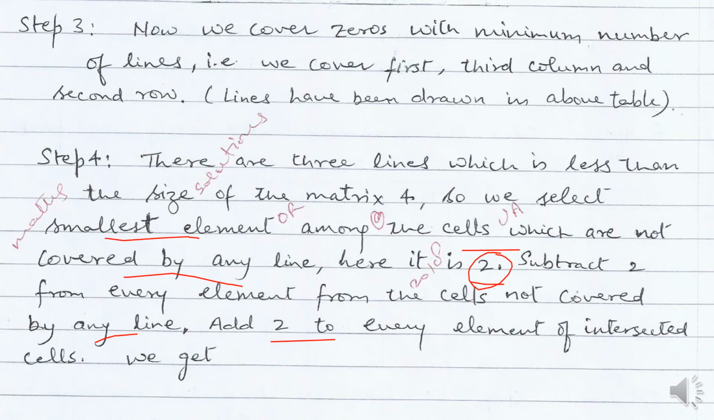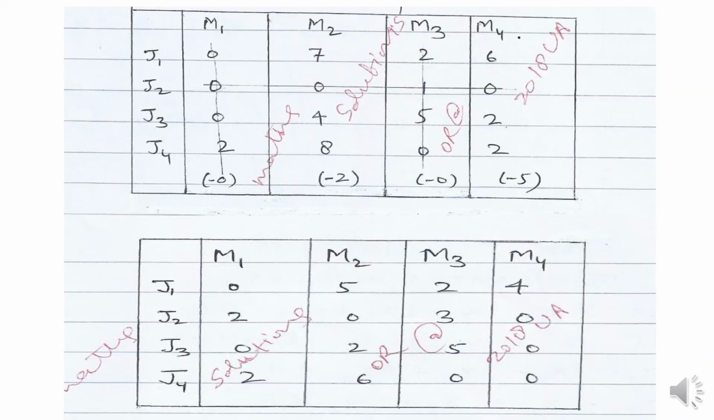So I am repeating. First we see which one is the minimum element among the not covered elements. We subtract it from every element in the cells not covered by any line, and we add 2 to the intersected elements, and wherever a single line has come, we will leave those elements as they are. So this is the matrix or table which we had in our previous slides.